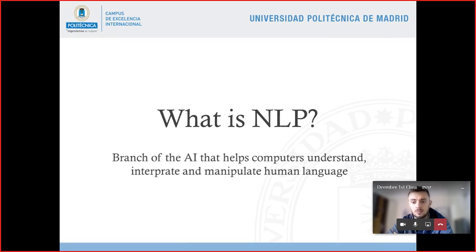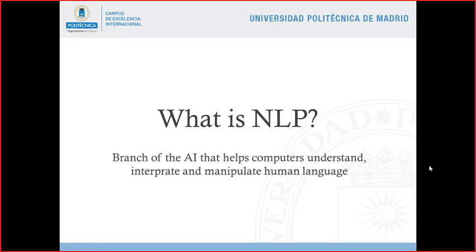So, what is natural language processing? It's a branch of artificial intelligence that helps computers understand, interpret, and manipulate human language. If you have any question, please interrupt me.